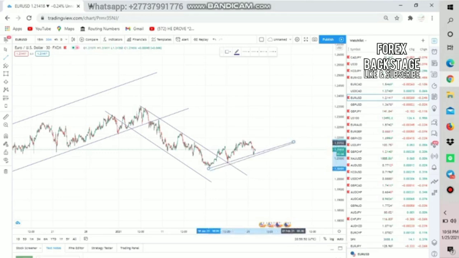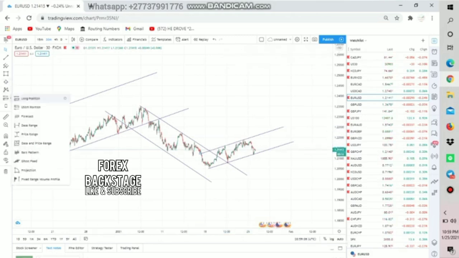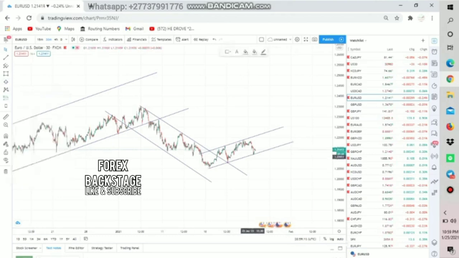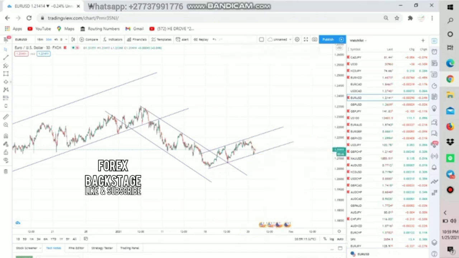So it's that simple, guys. The strategy is really simple. You only take trades in the direction of the trend. You understand what I'm saying? Never buy on a downward trend. Never sell on an upward trend. That's the basic. That's the strategy's rules.